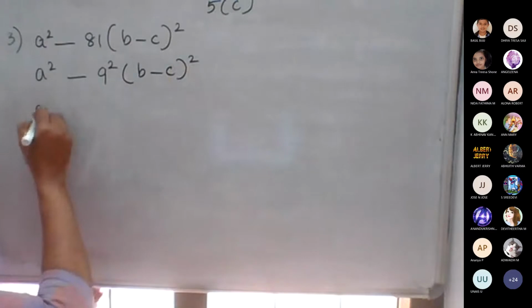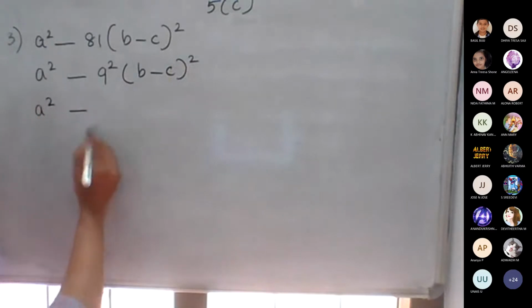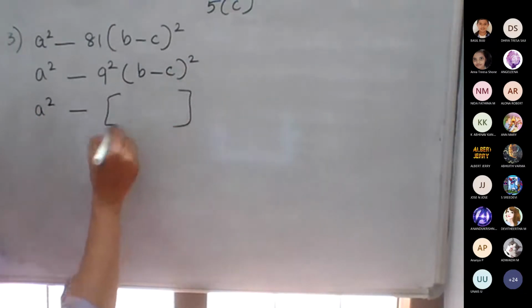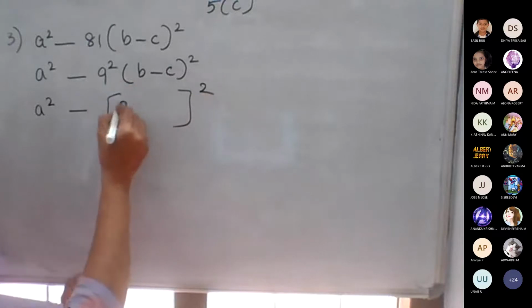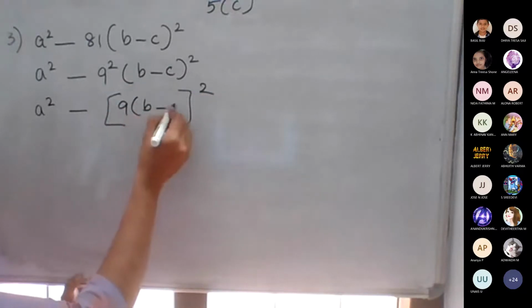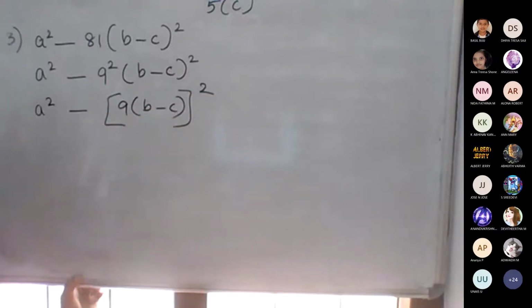That means what? A square minus. That square is common for both, which ones? 9 and b minus c. Understood? Yes, ma'am. Nida, now you understood? Yes, ma'am. So 9 into (b minus c) the whole square.